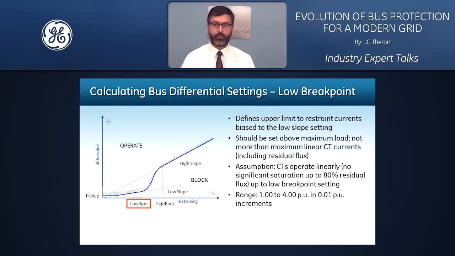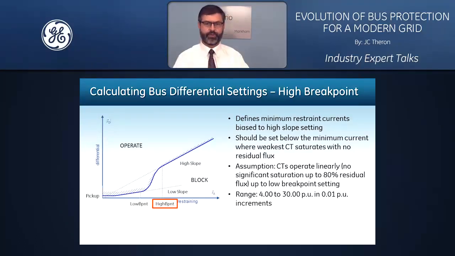The next setting, the low breakpoint, defines the upper limit of our low slope. And this should be above the maximum load conditions, however, not more than the maximum linear CT currents, including residual flux. And for this, the assumption is that the CTs will operate linearly with no significant saturation up to 80% of residual flux up to the low breakpoint setting. So it's important that we know up till this point there will be no CT saturation. And the range for this is 1 to 4 per unit.